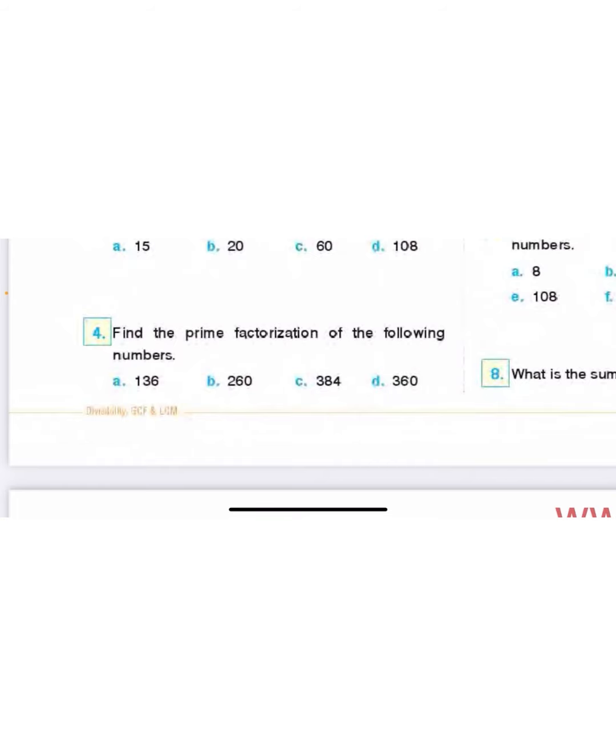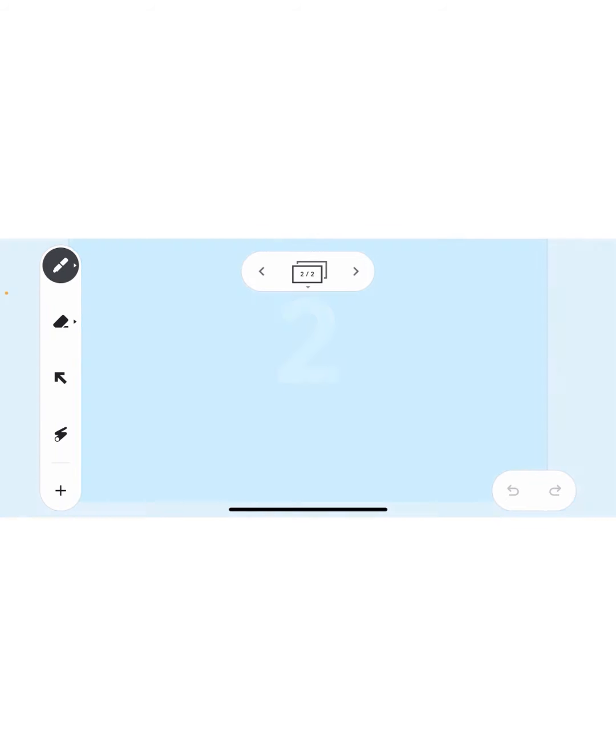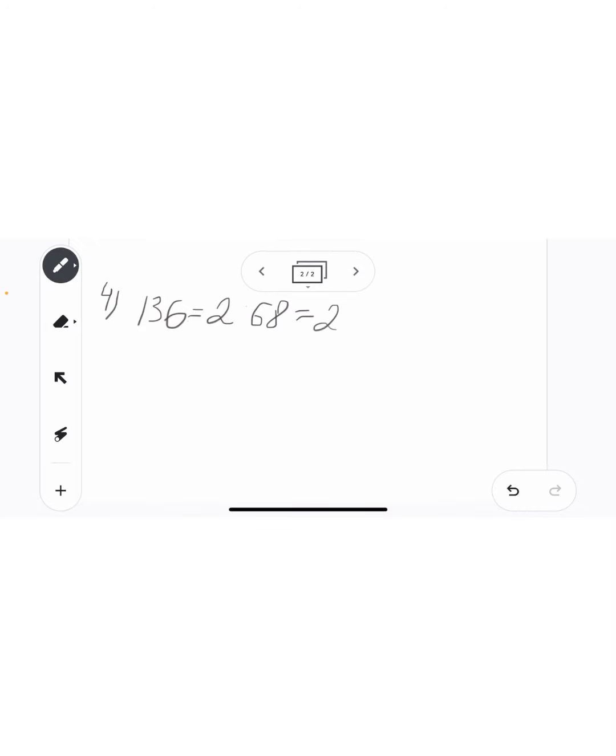The next problem is finding the prime factorization of these numbers. The first number is 136. How do we factorize this number? We divide it by 2. It is 2 multiplied by 68. We go further and get 2, 4, and 17. We all know that 4 is 2 squared, so it will be 2 cubed multiplied by 17. 2 and 17 are both prime numbers.